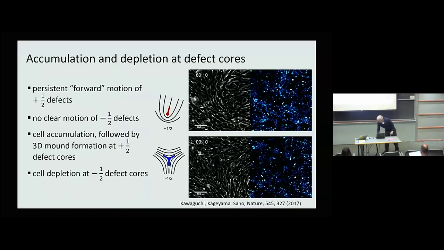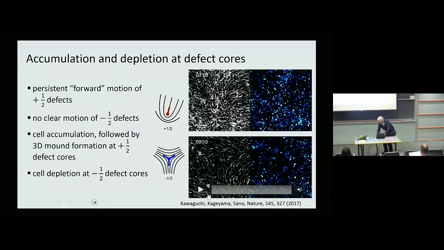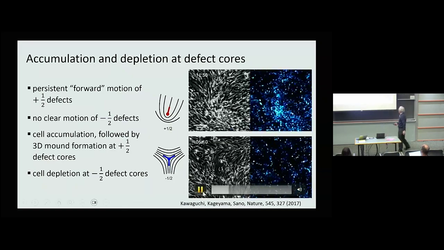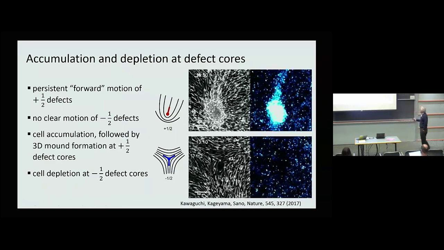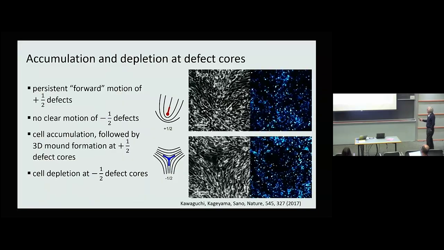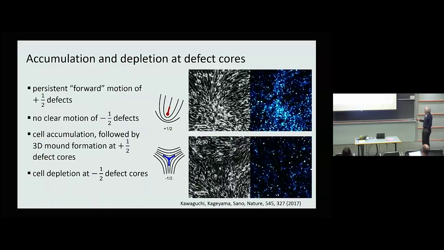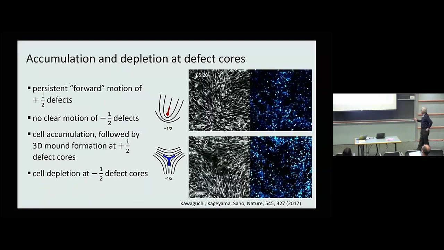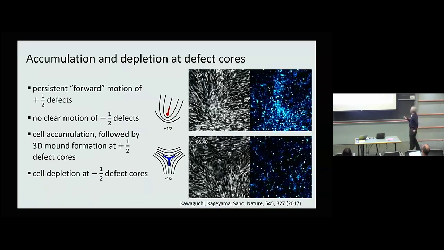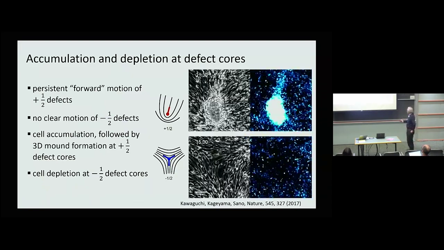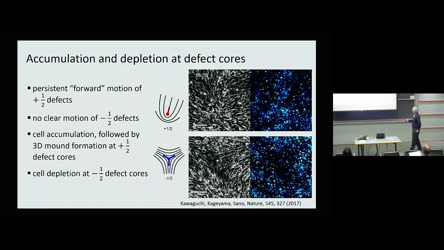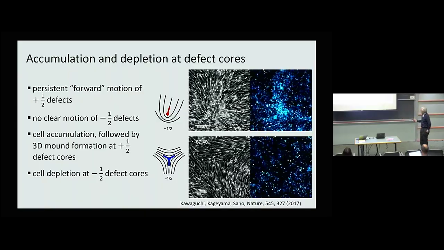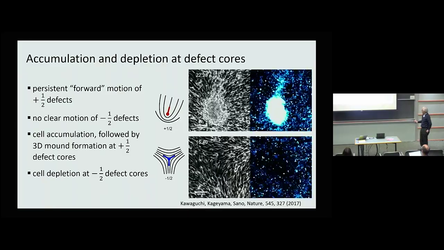This was observed several years ago. As you see there, at the +1/2 topological defect, cells accumulate at the core. By the way, on the right-hand side, you see the fluorescence image of the nuclei tagged by mCherry. At the -1/2 topological defect, you see the relative density is lower at the core.